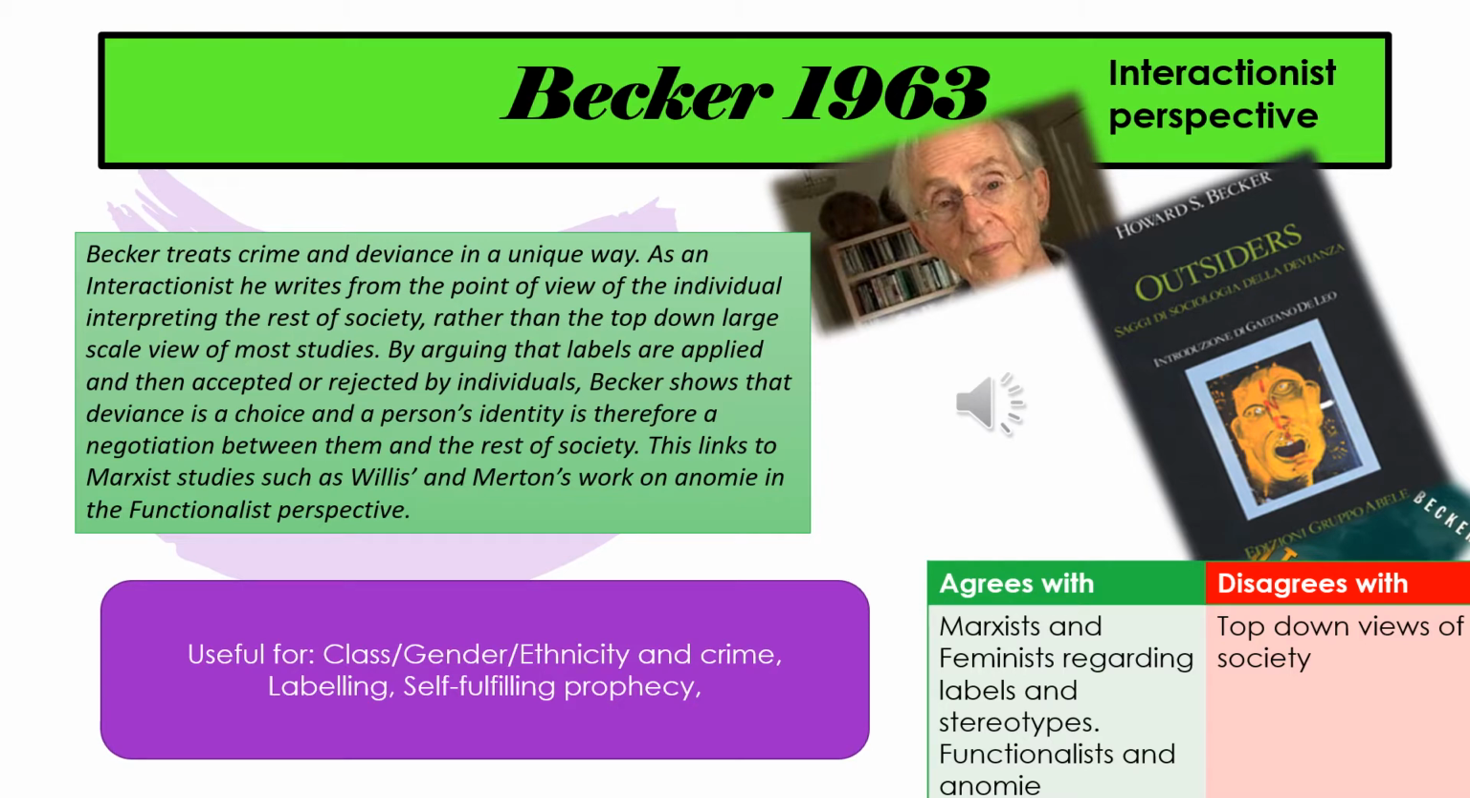So Becker will agree with Marxists and feminists when it comes to there being labels and stereotypes, but he might come to very different conclusions about them, and also functionalists with anomie, but he's not going to look at crime in the same kind of top-down scientific way that perhaps Durkheim did. So he's not going to look at masses and reams of statistics and patterns across societies. He's going to look at what individual societies and cultures consider deviant, and therefore what do they consider criminal, and what does it tell us about them. And the changes to that over time will really help you understand Becker's outlook.